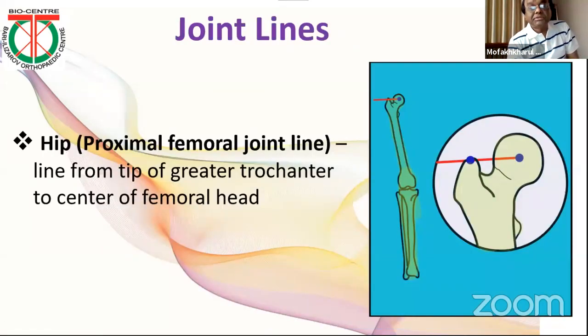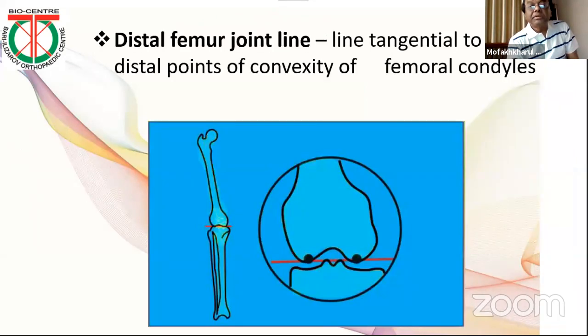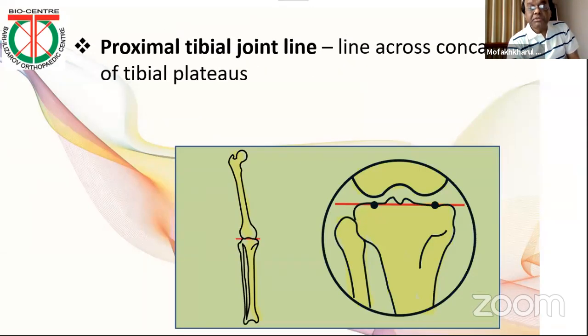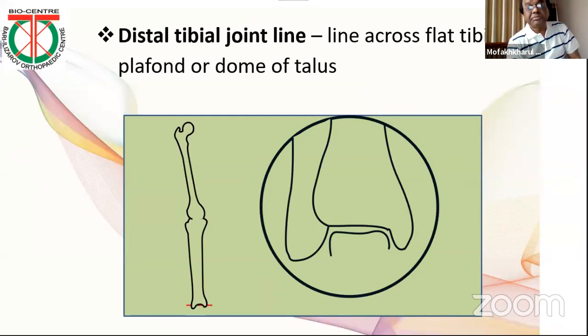Now joint lines. The proximal femoral joint line is the line from the tip of the greater trochanter to the center of the femoral head. The distal femur joint line is the line tangential to the most distal points of convexity of the femoral condyles. Then see the two plateaus, medial and lateral. If you draw a line across the concave aspect of the tibial plateaus, and the distal tibia also, up to the dome-shaped talus, here if you draw a line, this is called the tibial plafond, the dome of the talus.